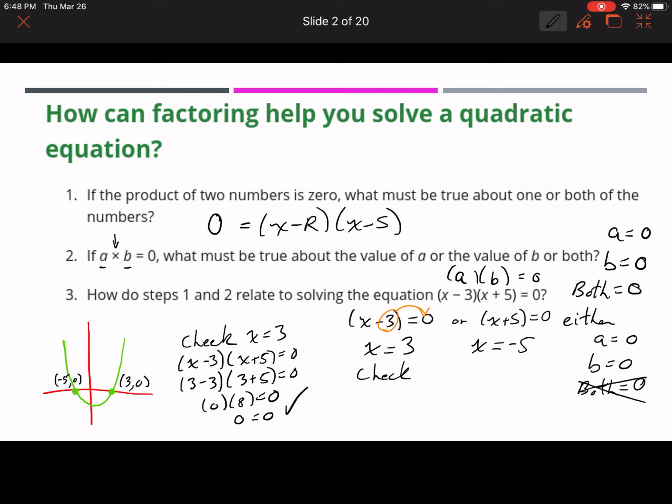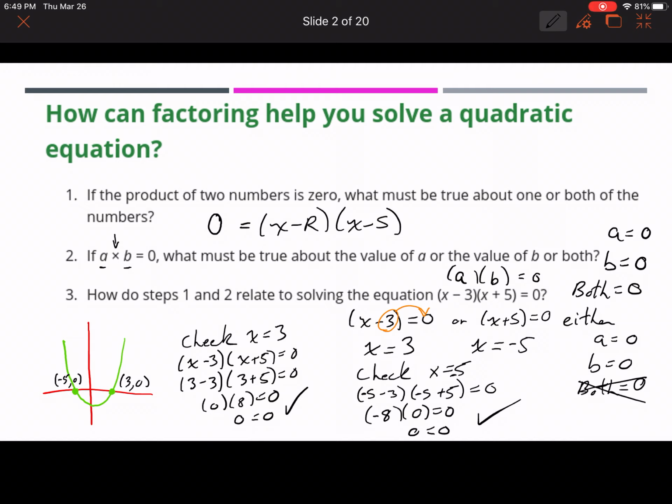We can also check x equals -5. Now we've got -5 minus 3, -5 plus 5 equals 0. We end up with negative 8 times 0 equals 0, or 0 equals 0. So we are correct in those two answers.